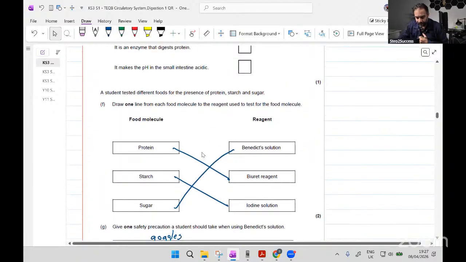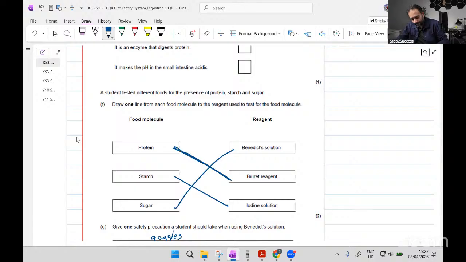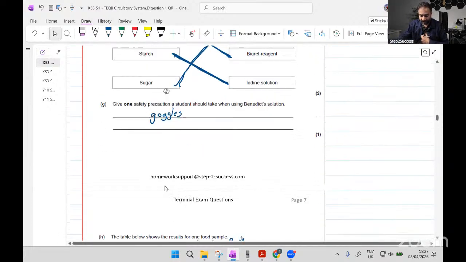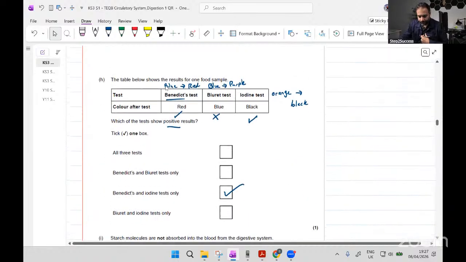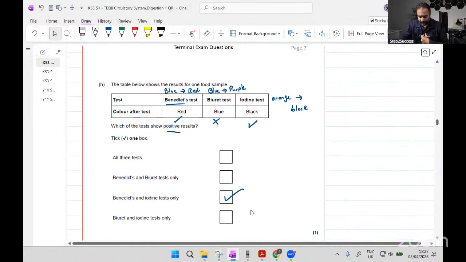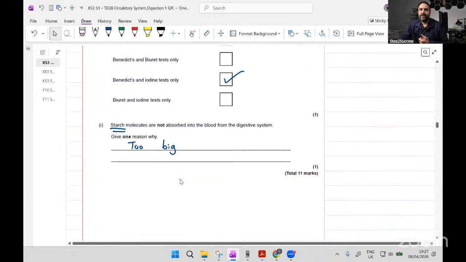And then these food tests: protein, we test for using something called Biuret reagent. Starch, we test for using iodine, and sugar, we test for using Benedict's. You will gradually just remember all of this stuff. And the safety precaution is goggles. The answer is Benedict's and iodine for this one. I did explain it a little while ago if you want to watch it back.